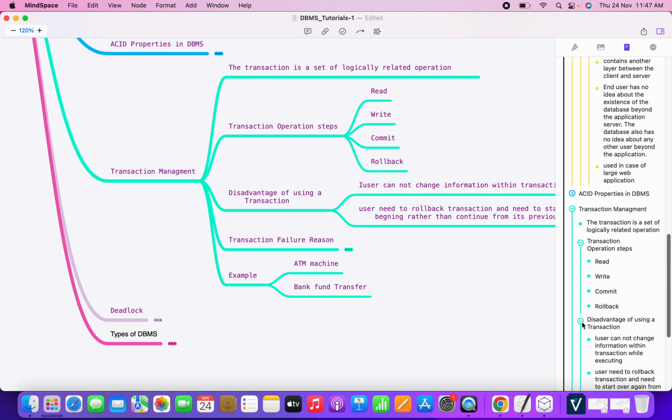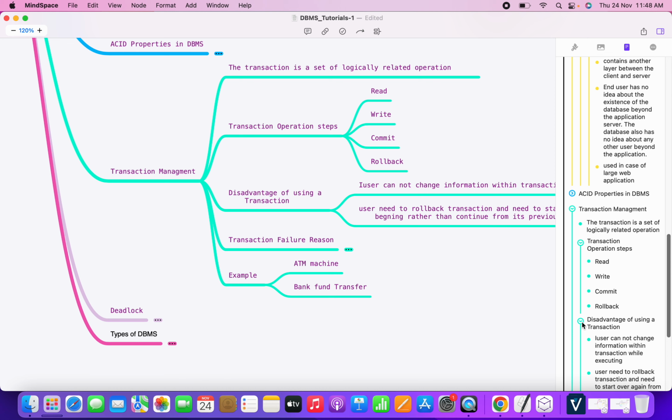What happens when a transaction is going on? You cannot change the information. Whenever the transaction is executing, you cannot change the information within the transaction itself. That is one disadvantage. The second one is that the user needs to roll back the transaction. You cannot restart the transaction from where it failed; you have to start again from the starting point itself. So these are the two disadvantages we have in the transaction itself.